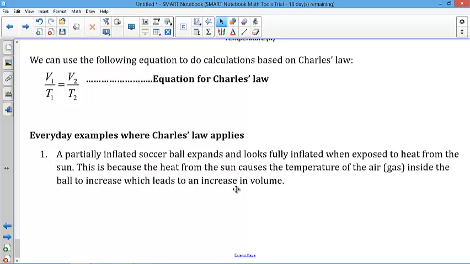So Charles' law said that volume is directly proportional to absolute temperature. Now, if you leave a soccer ball outside, then you expect that the heat from the sun is going to cause the temperature of the gas inside the ball to increase, which is going to lead to an increase in volume of the ball, and that's why it will tend to look as if it is full.